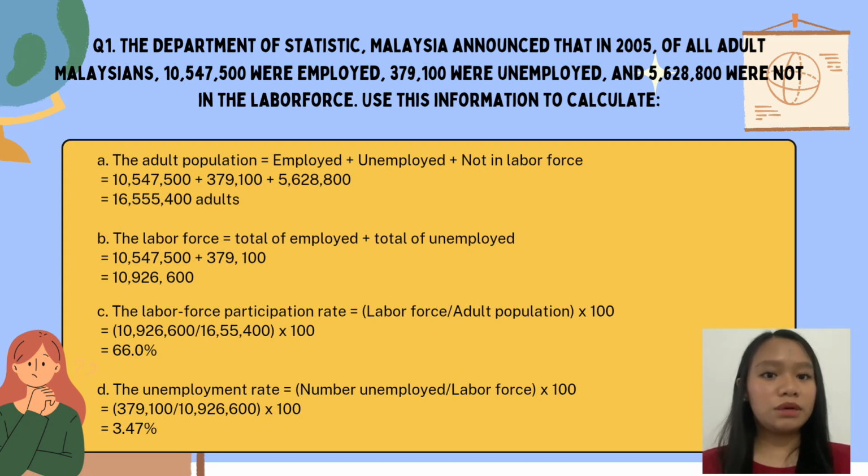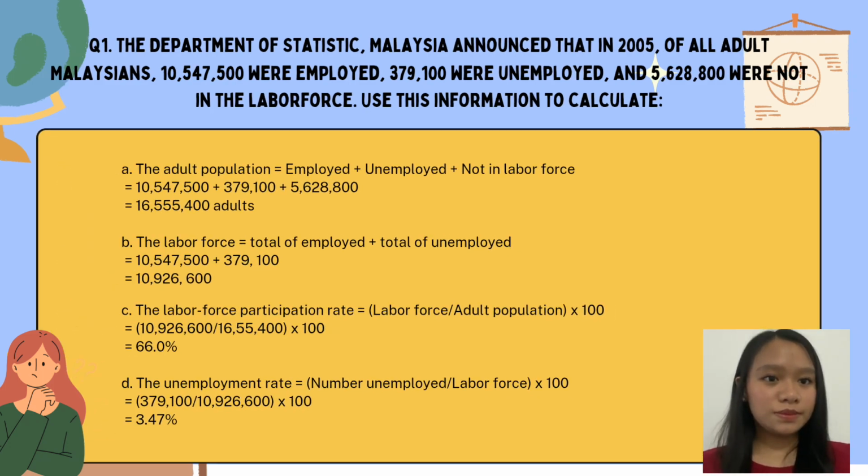And lastly is the unemployment rate. The formula is number of unemployed divided by labor force and multiplied by 100, which is 379,100 divided by 10,926,600 and multiplied by 100 equal to 3.47%.